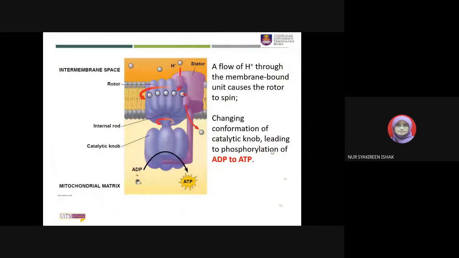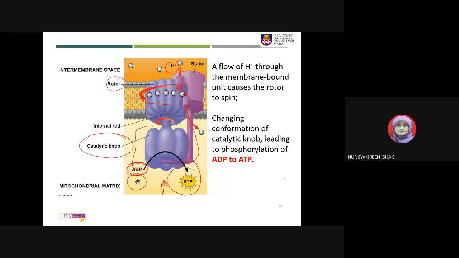So this is how ATP synthase looks like. Okay, so daripada high concentration of hydrogen ion in the intermembrane space, dia akan masuk ke dalam ATP synthase ni, and the hydrogen ion will cause the rotor part of the ATP synthase to rotate. Okay, so the rotation causes the next portion of the ATP synthase, which we call the catalytic knob, to phosphorylate ADP and also inorganic phosphate to become ATP. Okay.